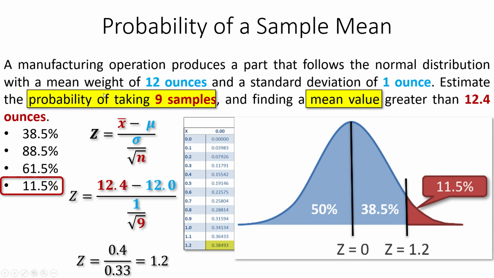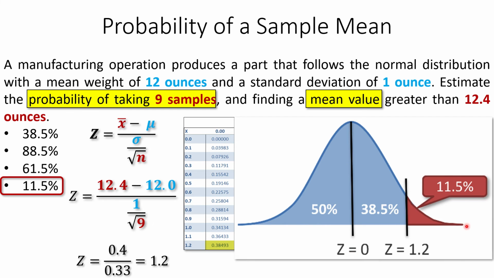What we're trying to solve for is the probability of taking 9 samples and finding a mean value greater than 12.4 ounces. So what we really care about is the area under the curve greater than that particular z-score. And the way we calculate that is we essentially say 50% minus 38.5.